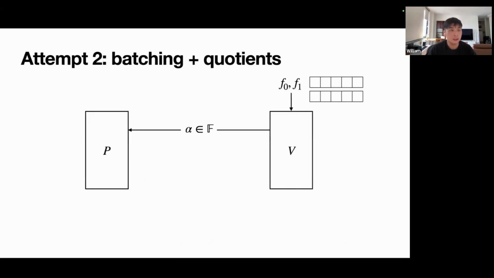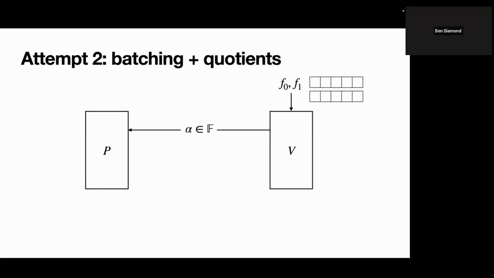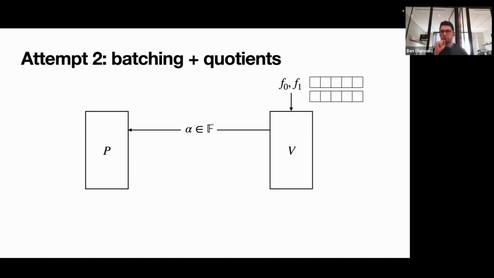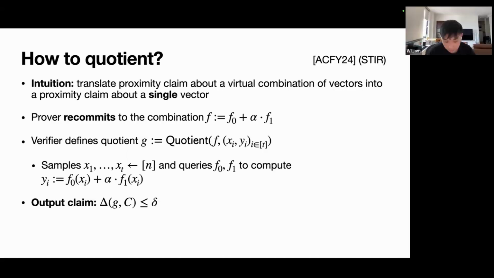Okay, so let's take a look at how batching and quotients can be used together to give us our final many-to-one reduction. So it's the same setup as before. Could I ask a question, please? Sure. Yep. Sorry, just go back a slide real quick. Yep.